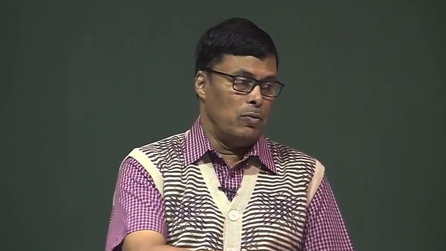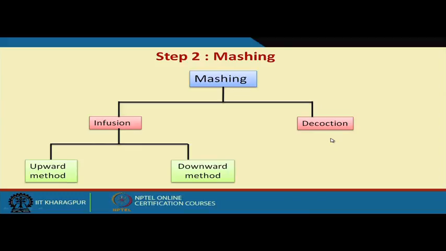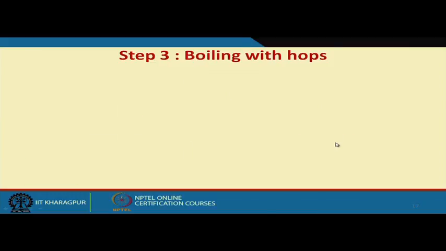And the downward method starts from the high temperature to low temperature. In the decoction process, basically the proteolysis takes place at two different temperatures, and saccharification takes place at two different temperatures. That is called the decoction process.